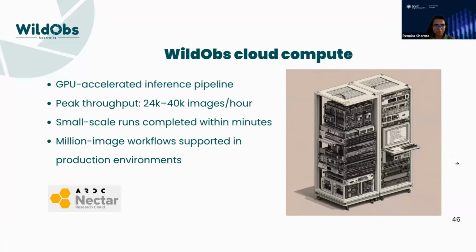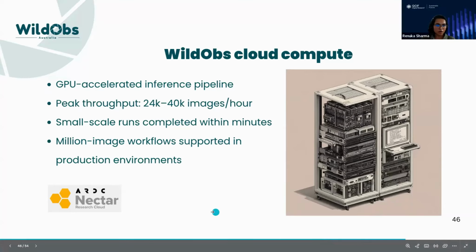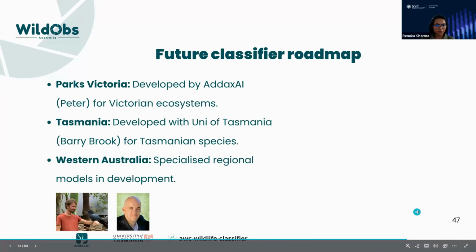We are building, it's already complete, the cloud compute for our production-ready environment. It will be backed by high-performance GPUs, and the ideal peak throughput would be 24K to 40K images per hour. You will be able to complete the analysis of around 1,000 images in around 2 minutes, and for around 1 million images, it will take 2 to 4 days. This is our prediction, and we have been testing this platform rigorously. This is provided by our collaborators from ARDC, Nectar Research Cloud. We are really thankful to them.